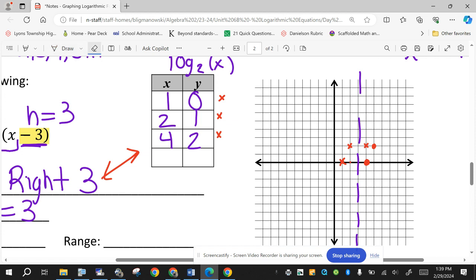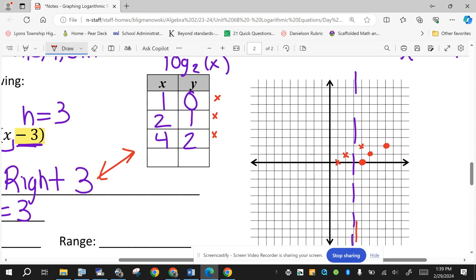Oh, I made a mistake. I'm sorry, guys. Hold on. Let's start over. 1, 0. And then right 3. 2, 1. And then right 3. I apologize. Now 4, 2. And then I'm going to go right 3. All right, so then I'm going to take these, go along my asymptote and then draw it out.